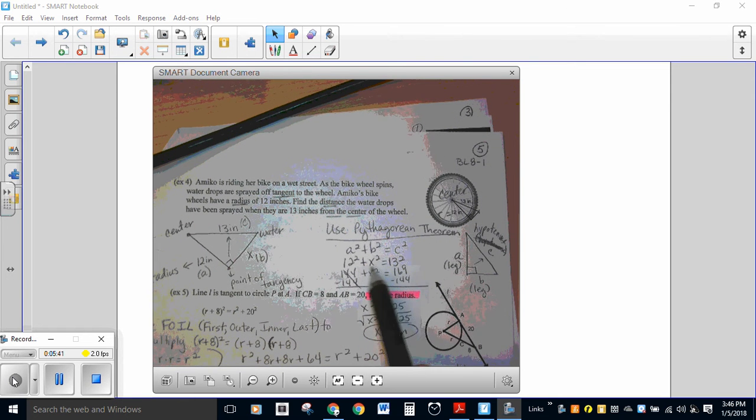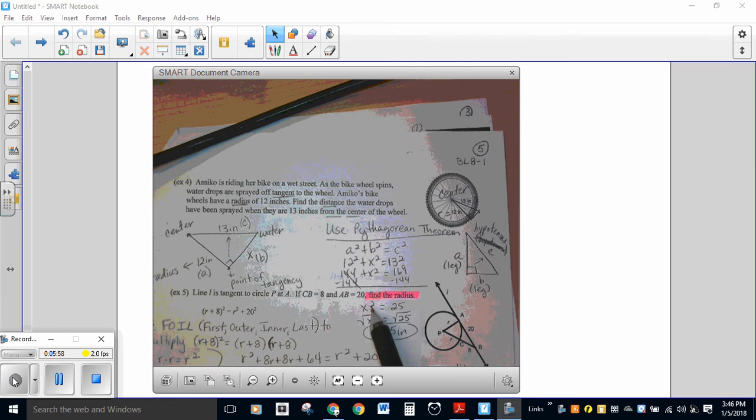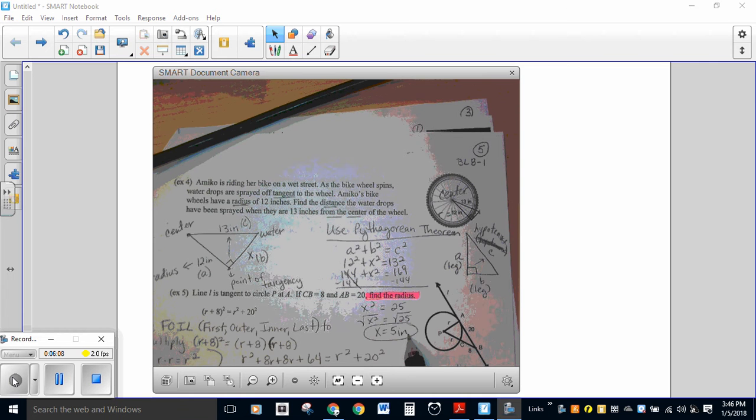12 squared, 12 times 12 is 144. 13 squared is 169. Then we want to get x squared by itself, so since this is a positive 144, I subtract 144 from both sides, and that leaves me x squared is equal to 25. The opposite of squaring a number is taking the square root, so when I take the square root of both sides, I get x equals 5, and because we're using inches, our answer is 5 inches. So the water spray droplets are 5 inches from the center of the wheel.